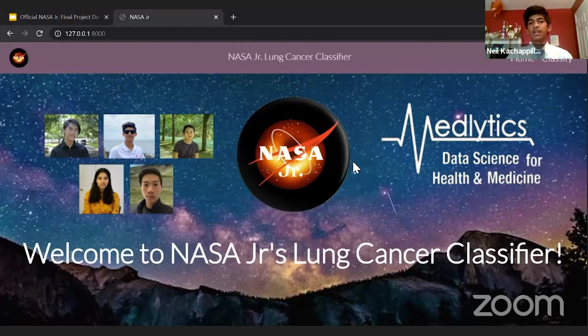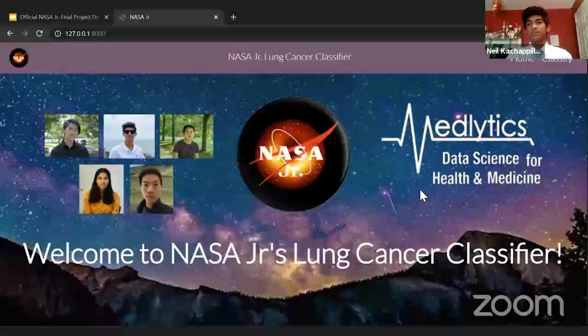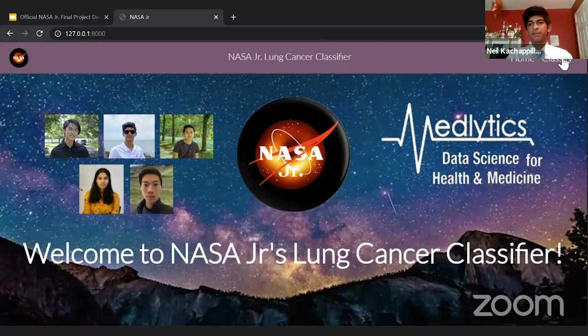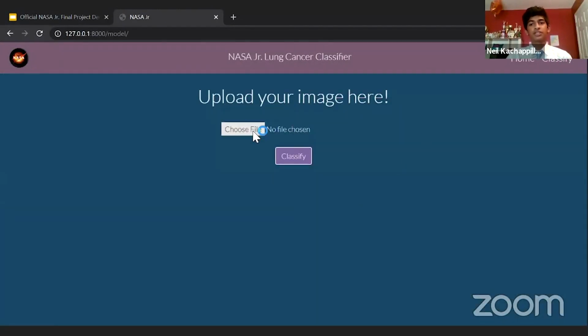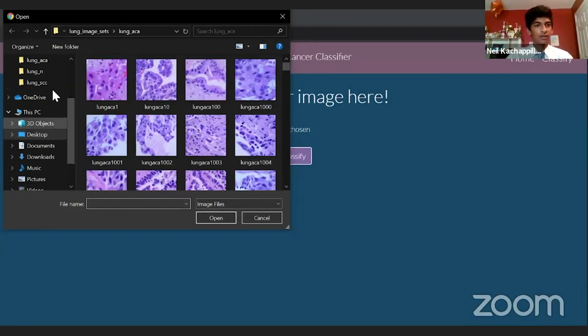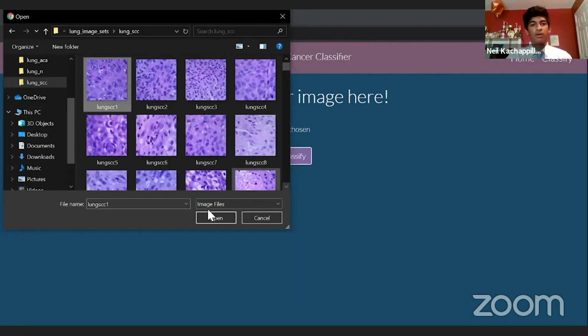So this is our website right here, and you can see its homepage, National Year's Lung Cancer Classifier. We have team members on the left side, our logo right in the middle, as well as the Medlytics course logo on the right side. But the main page is the classify page right over here. And here we can choose a histopathological image. We'll choose one of squamous cell carcinoma.